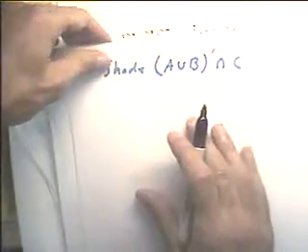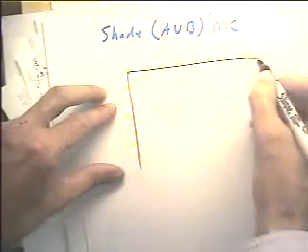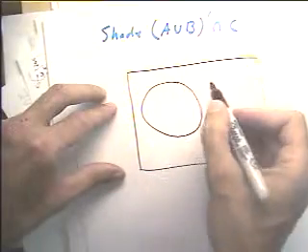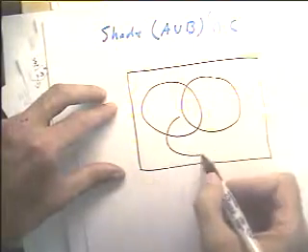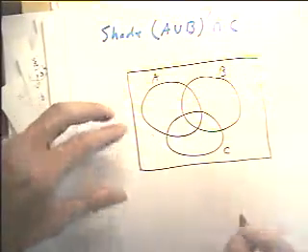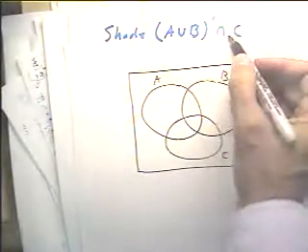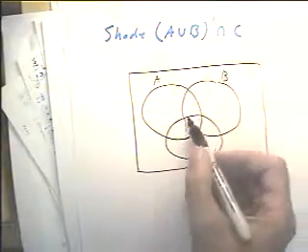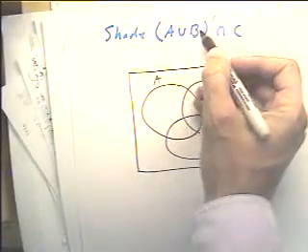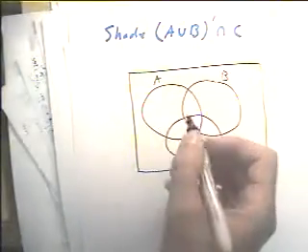Now we can begin by simply sketching a Venn diagram with three circles representing the sets A, B, and C. Now we want to intersect C, which is of course everything inside this circle, with the set A union B prime. Now let's see what that set A union B prime would look like.